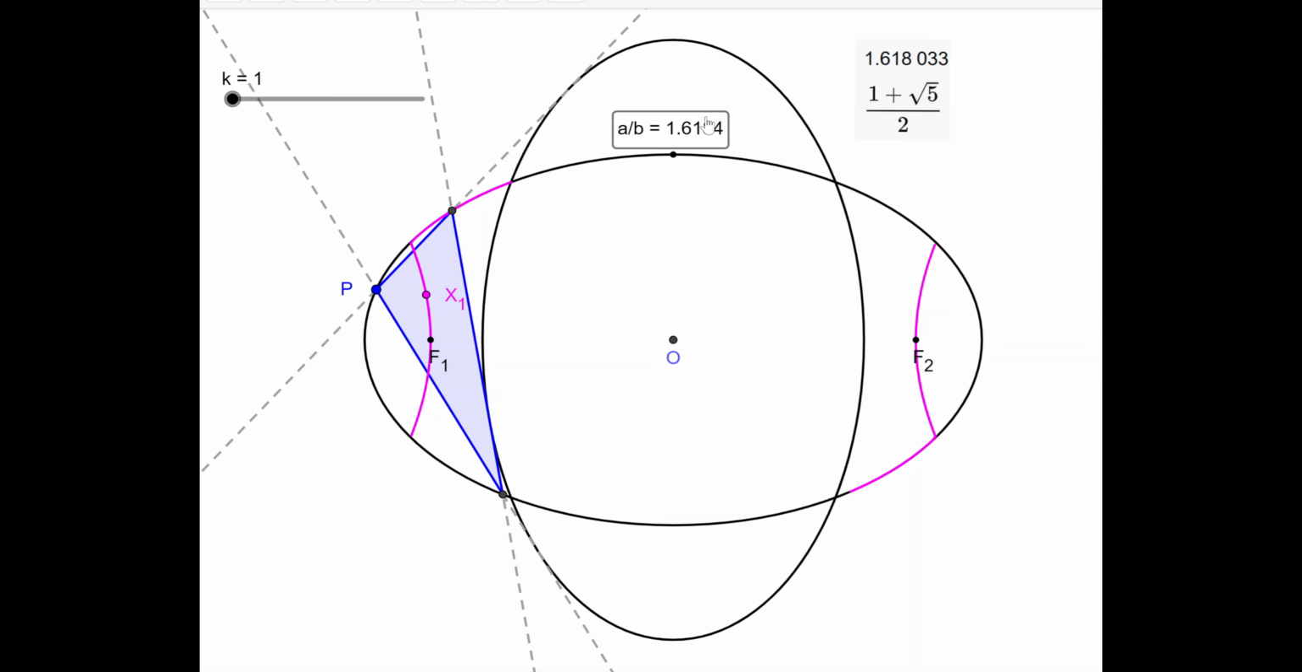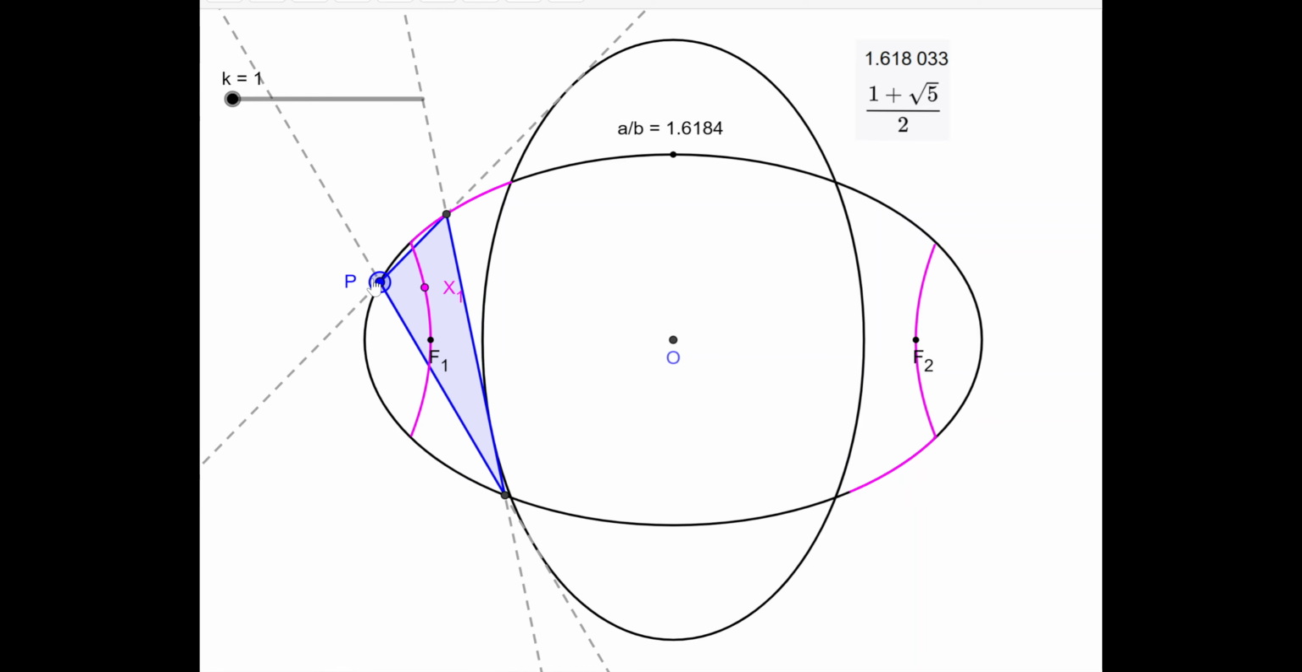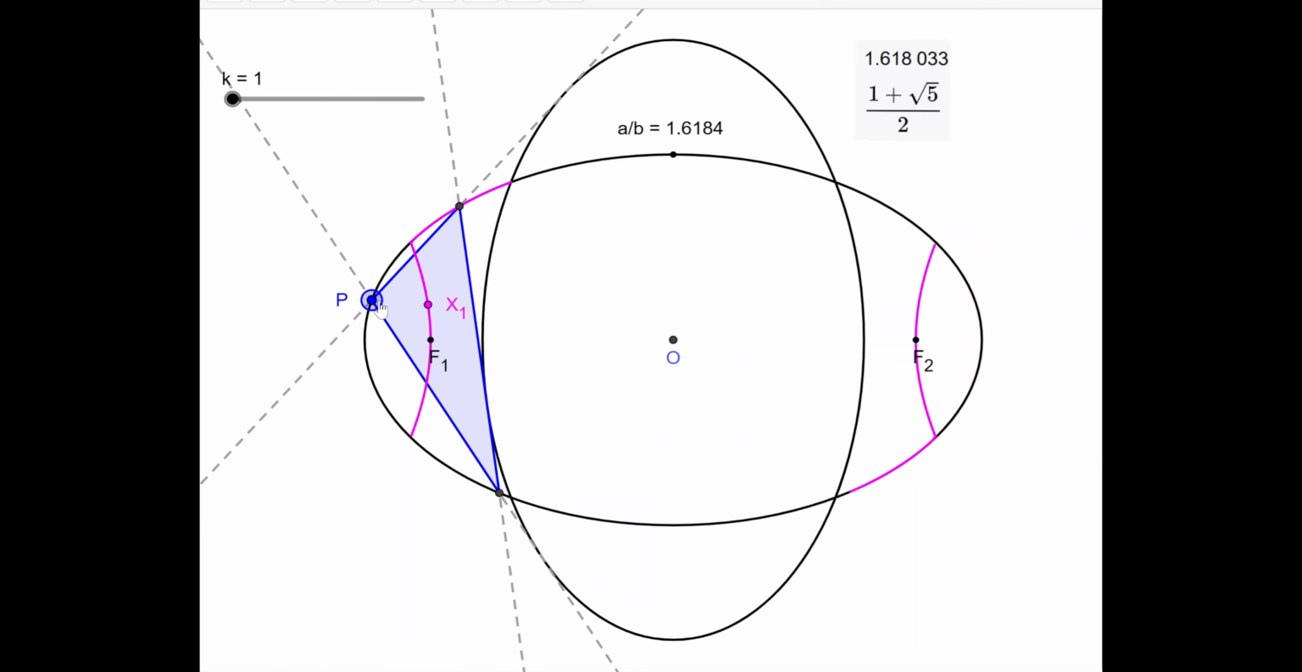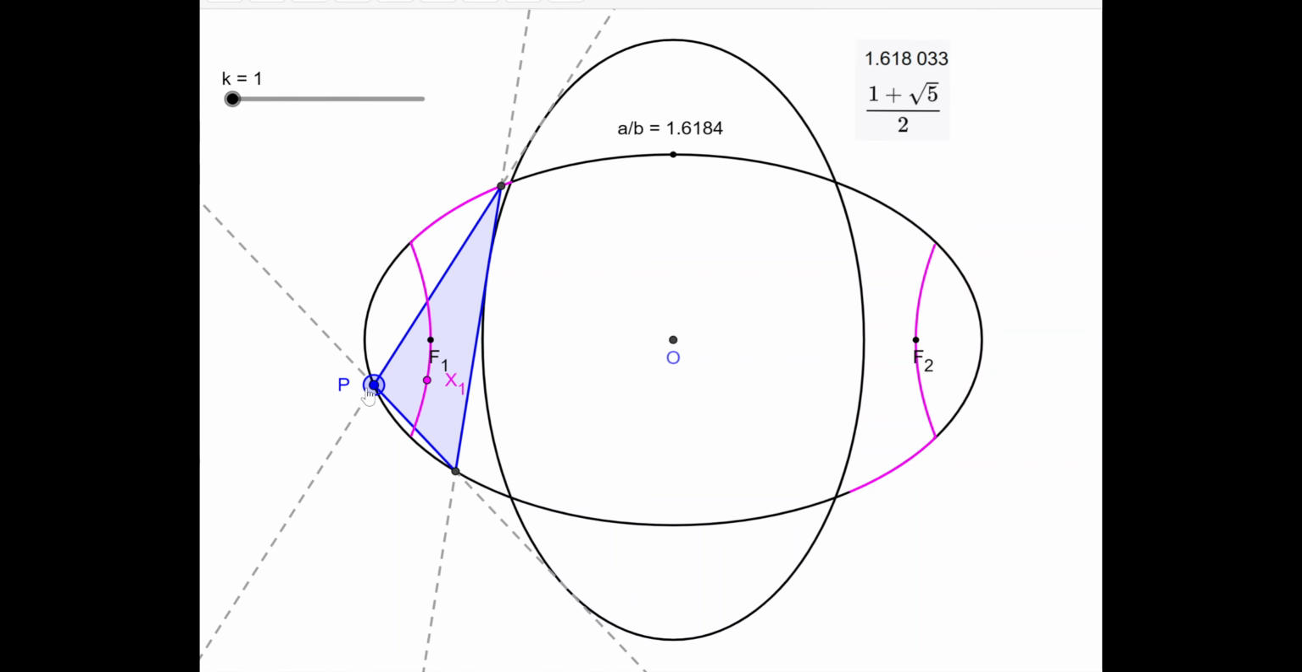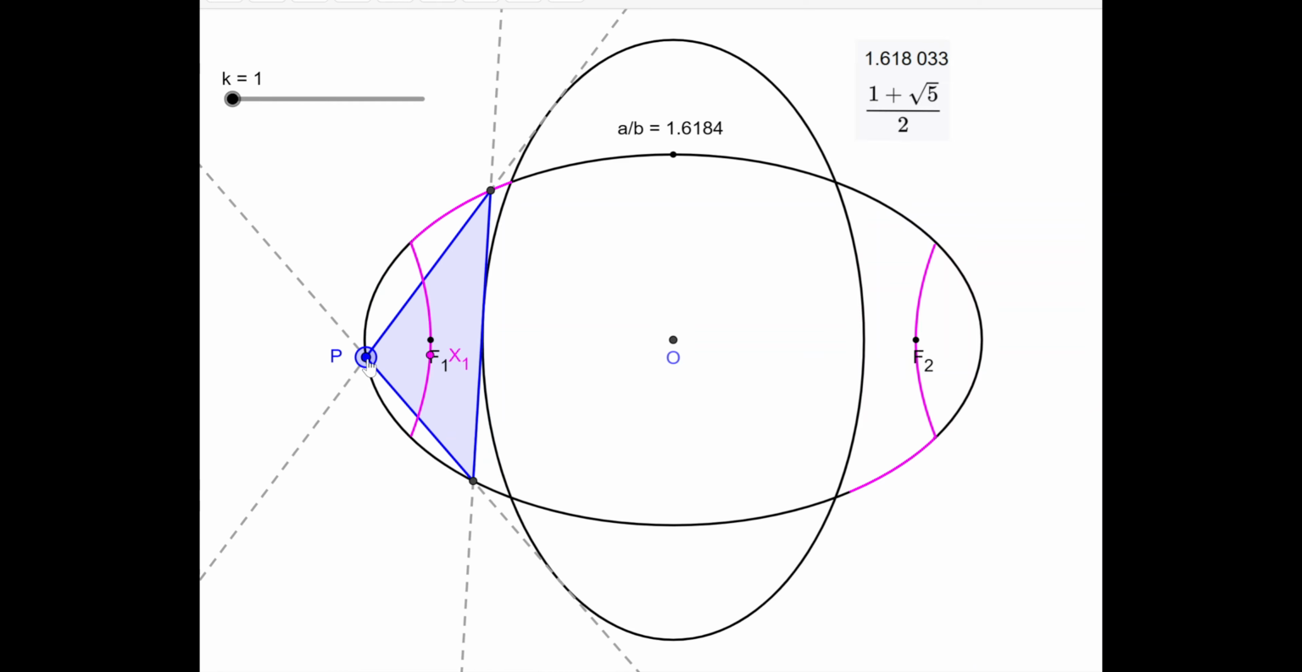You know, it's wrong here because I adjusted it manually. But if you do that, you get this wonderful result that you get a family of triangles interscribed between these two ellipses with golden ratios as their aspect ratio.